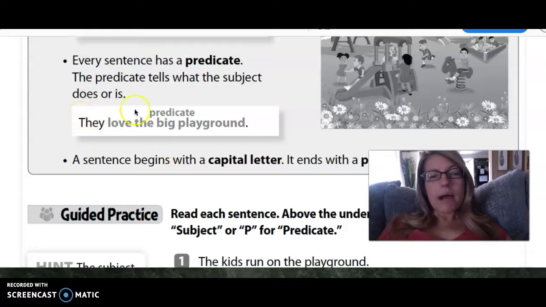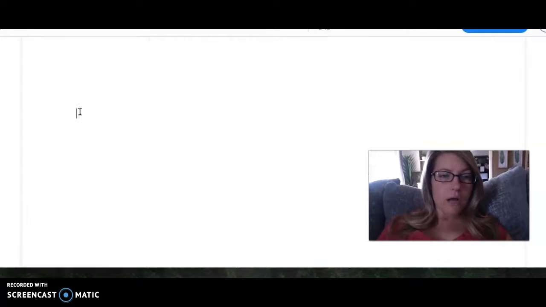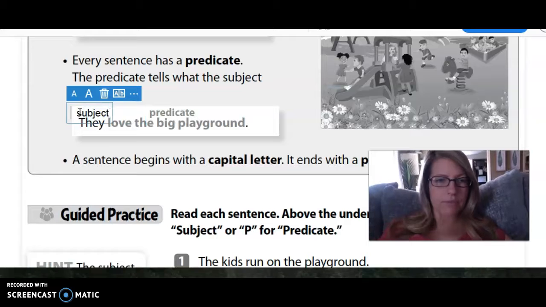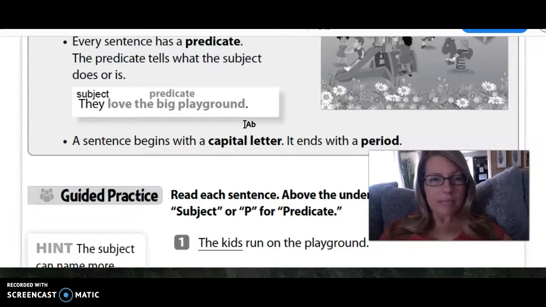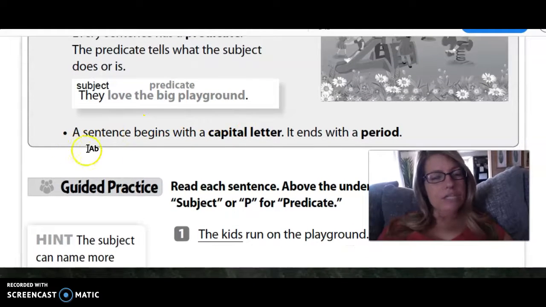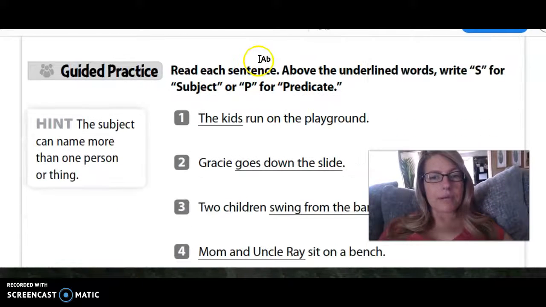In the second box, we see another example. They love the big playground. Who is this sentence about? They. Okay, so that's our subject. So I'll just go ahead and write subject above the word they. What are they doing? What's our predicate? Love the big playground. Okay, that's what they're doing. They're loving the big playground. And just like I said earlier, a complete sentence always starts with the capital and ends with a period.